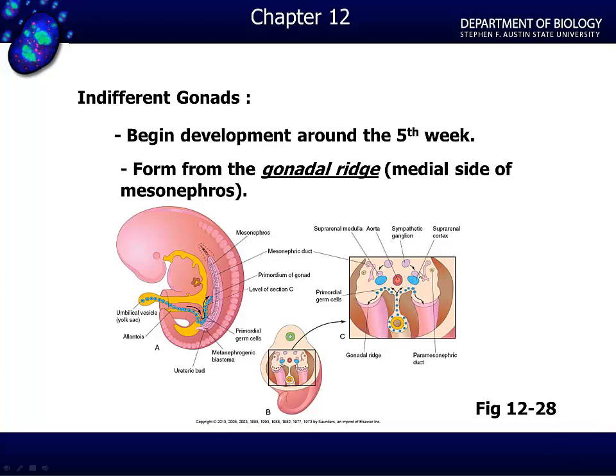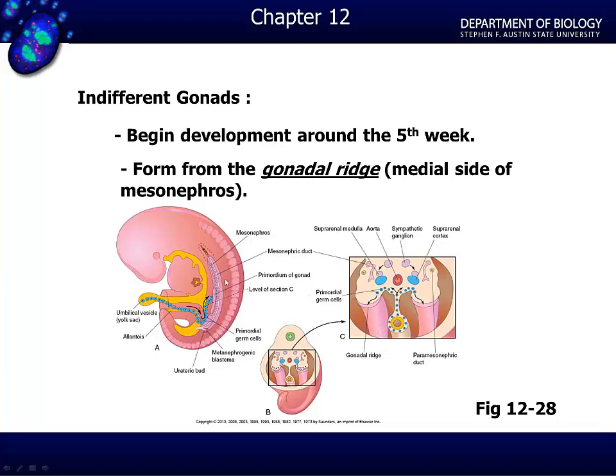So here we are in the 5th week of development, and again, along the dorsal body wall, we have our urogenital ridge, and then on the very top, we are going to have the gonadal ridge that's going to form on top of that. It's sort of on, they say, the medial side. I think this is almost ventral in nature. But again, it's going to be a ribbon of structure that is going to form along the length.